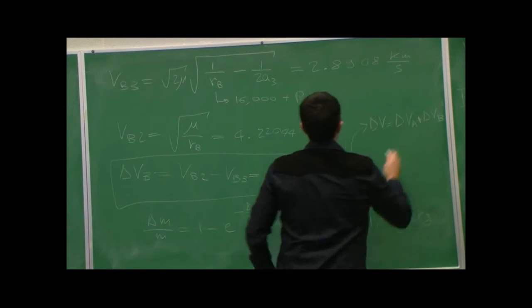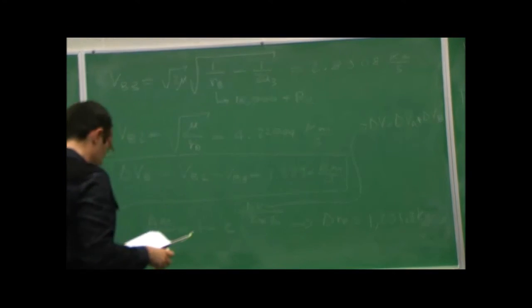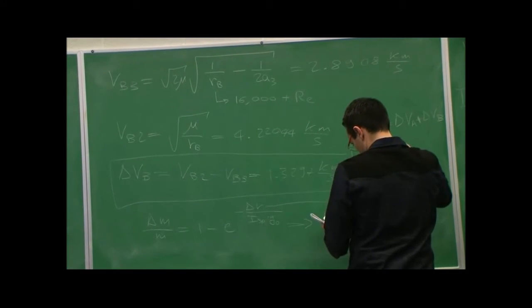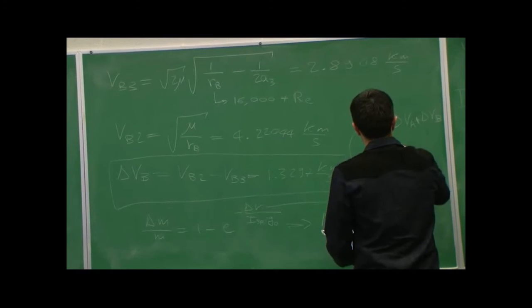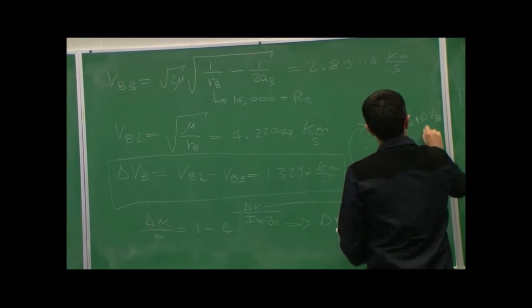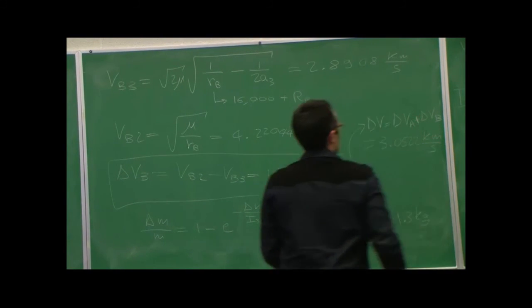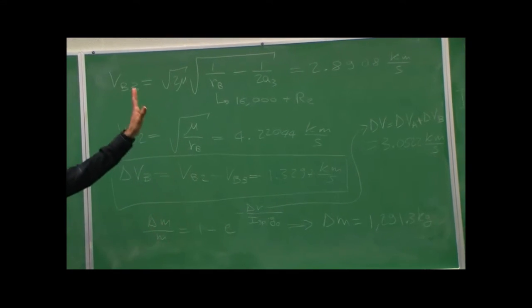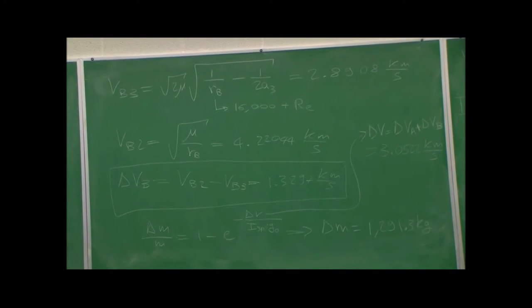Okay, so I think I do have the total. It's about 3.0522 kilometers per second. According to my calculation, 64% of the mass, which was 2 tons, goes into fuel. That's a lot of your weight, right?